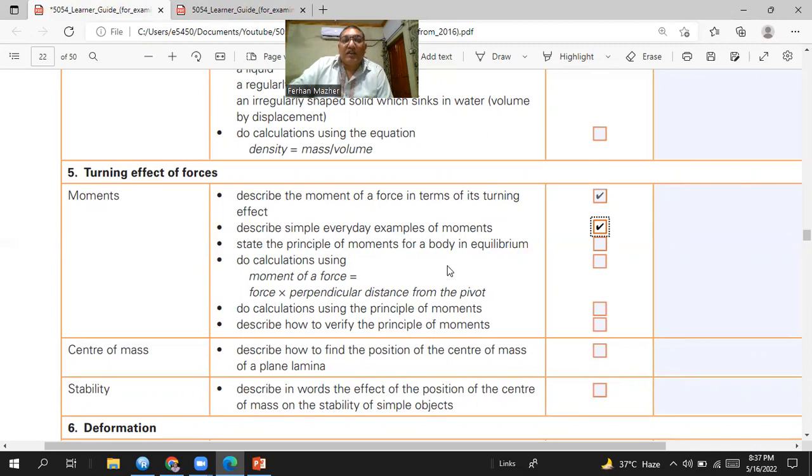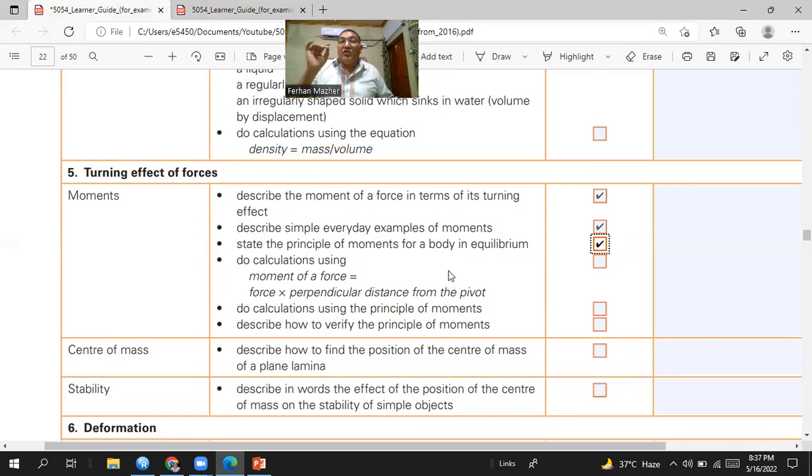State the principle of moments for a body in equilibrium. The principle of moments is very simple: whenever a body is in equilibrium, the sum of the clockwise moments is equal to the sum of the anticlockwise moments, so the net moment acting on it is zero. That's the principle of moments. You should also understand that the moment of a force is equal to the force multiplied by the perpendicular distance from the pivot. It's very important. It's not just the distance between where the force is applied and the pivot.